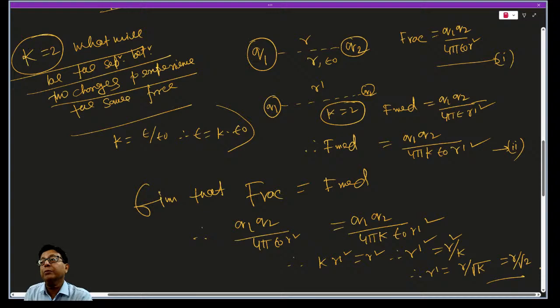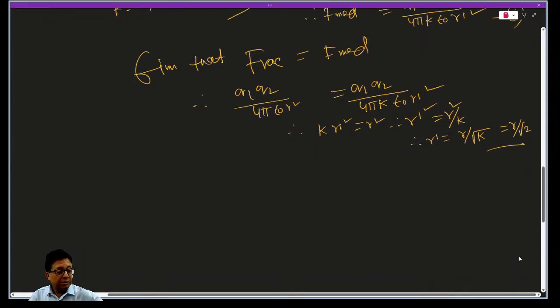What does it prove? If you keep the same separation, then force is reduced. This is the effect of dielectric constant. This is the effect of change of medium in between two charges. Whenever you change the medium, something happens between two charges, it will reduce the force. Okay? So R dash will be R by root 2.